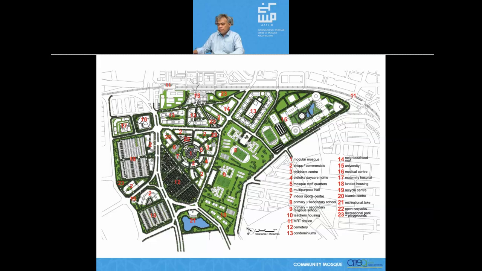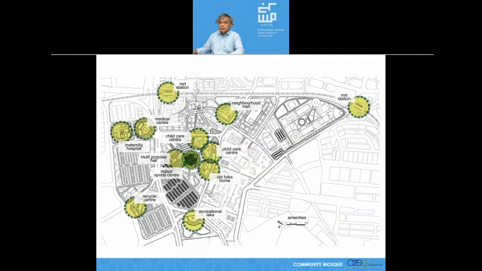So it will not be too heavy on the family if you have to take care of your small kids as well as your elderly parents. You can rest assured that they are in a safe place, and at the same time well protected with security guards and people looking after the community. So you get a lot of childcare centers, recreational facilities, old folks, indoor sports center, maternity hospital, multi-purpose hall, all this. You have an MRT station.